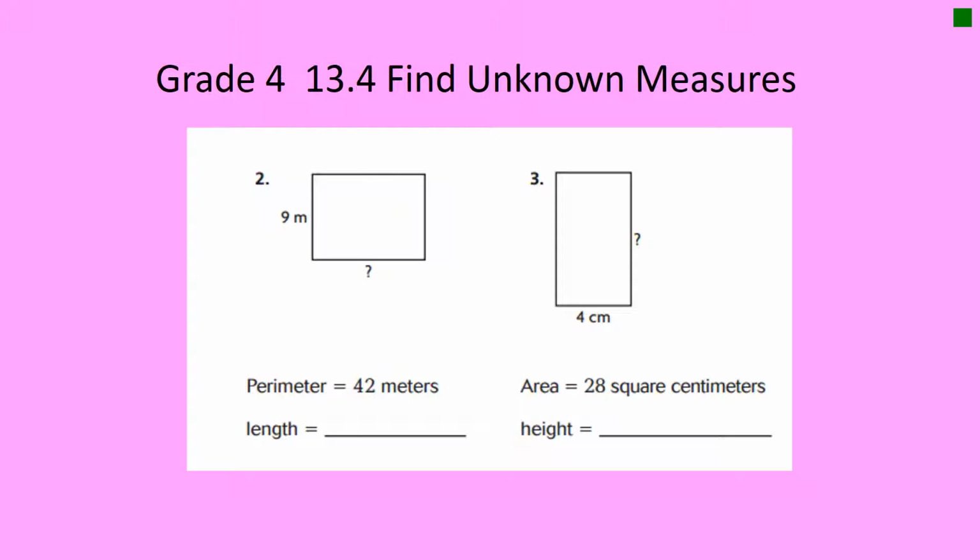Hello, boys and girls. We're on chapter 13, lesson 4, find unknown measures. It sounds scary, doesn't it? There's an unknown measure. Oh my goodness. No, it doesn't really sound scary. I'm just being silly. So you have to find unknown. That means you do not know measures. So they give you some information, but not everything. So for numbers 2 and 3, the directions say, find the unknown measure of the rectangle.